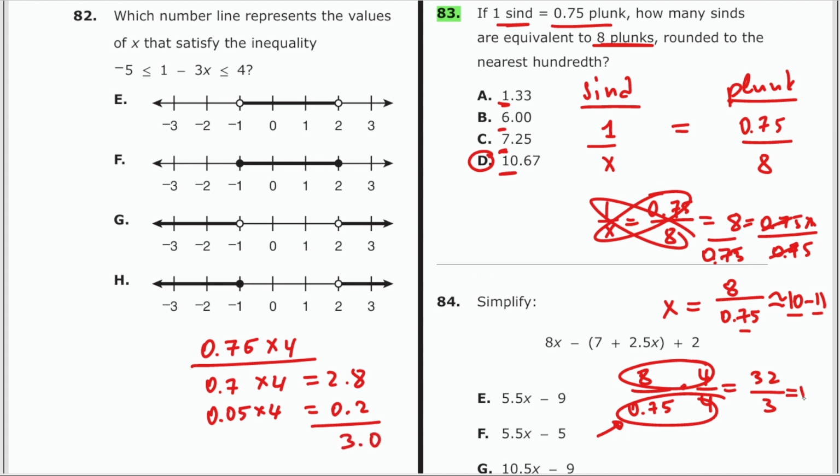Now, 32 over 3, that's equal to 10 and 2/3, which is 10.666 repeating. The answer is D. That's it.